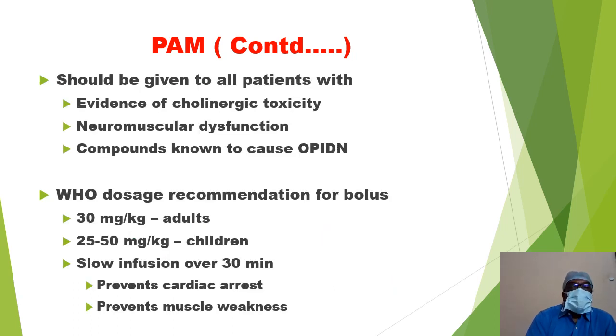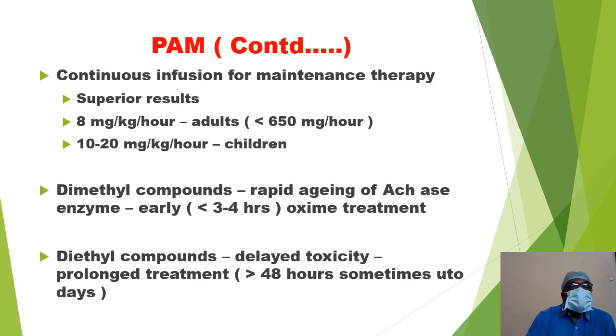PAM should be given to all patients with evidence of cholinergic toxicity, neuromuscular dysfunction, and compounds known to cause organophosphorus induced neuropathy. The WHO dosage recommendation for bolus doses is 30 mg per kg for adults and 25 to 50 mg per kg for children. It should be given as a slow infusion over 30 minutes, because if you don't, it can cause cardiac arrest and sometimes muscle weakness is precipitated. There should be a continuous infusion for maintenance therapy, which has been found to give superior results.